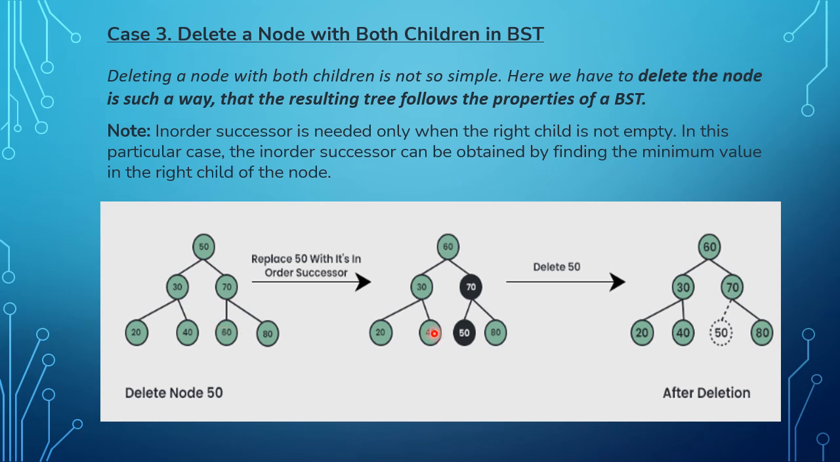60 is written in place of 50 and 50 goes back to the place of 60. And then we have to delete the root node from the updated tree, that is we have to delete the 50. So this is the final tree we have got. So this is how we will delete a node with two children in BST.